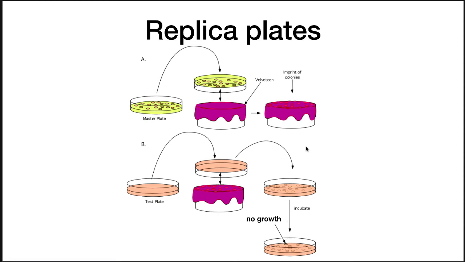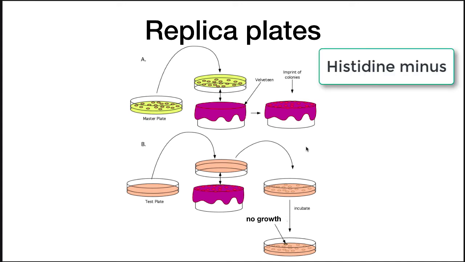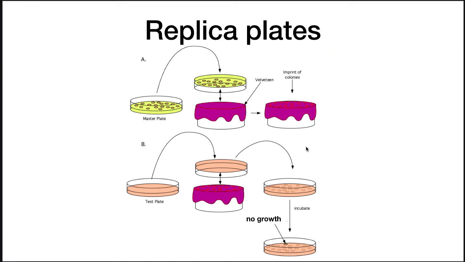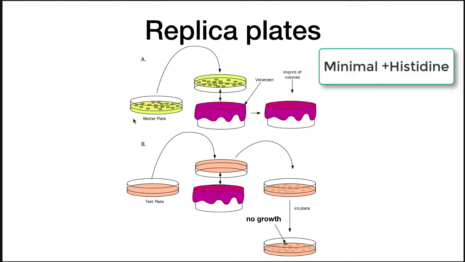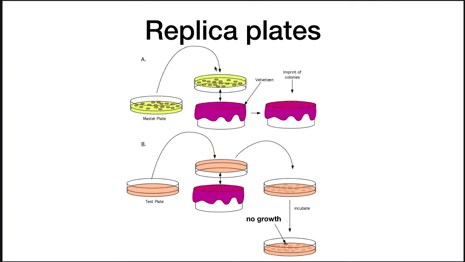Another thing that you can do is replica plating. Let's imagine you're looking for a mutant that can no longer grow without histidine. Histidine is an amino acid that an organism can synthesize as part of its biosynthetic pathway. So you grow up a master plate: you plate the cells, you mutagenize them, and then plate them out on a minimal plus histidine plate. You take that master plate and you press it onto velveteen, right? Velveteen is a fabric with little hairs in it, little threads that will pick up the colonies and kind of make an imprint of the colonies that are on the master plate.